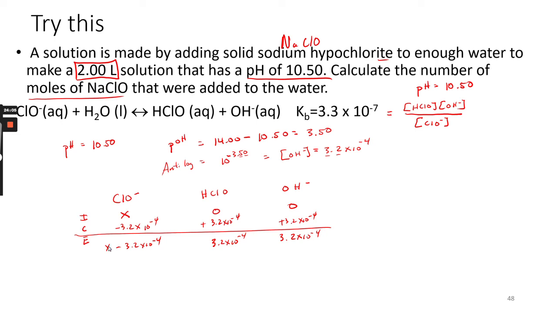We want to solve for x, so we plug it into Kb. Kb is the concentration of HClO, which is 3.2 times 10 to the minus 4, times the concentration of hydroxide, divided by the concentration of our hypochlorite, which is x minus 3.2 times 10 to the minus 4. And all of that is equal to the Kb value, which they gave us in the problem. Okay, so if we rewrite this, since these two are the same, we are just effectively squaring it.